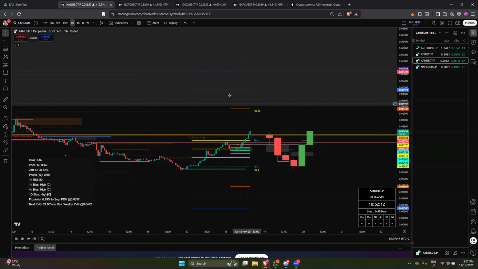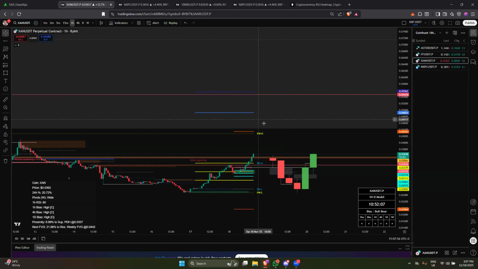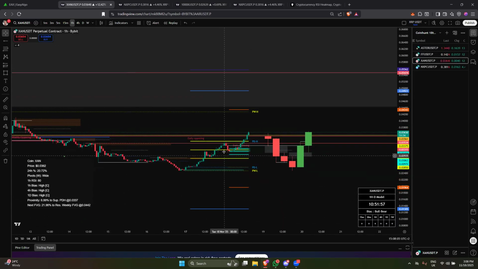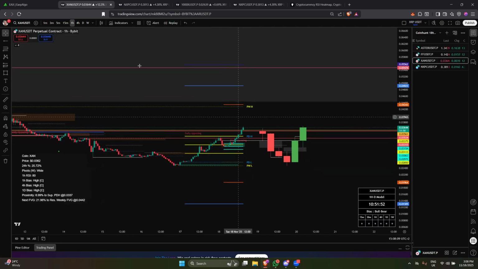But yeah, so this would be a good sweep level. Previous week high, your daily R3 and your weekly R2, and it's inside of a fair value gap as well. So there's a lot of area and liquidity in this area. Over here, I'd watch this RSI as well, and just see how price moves.